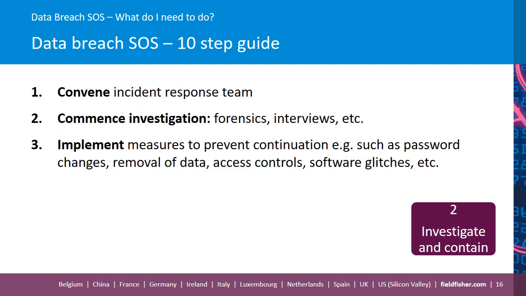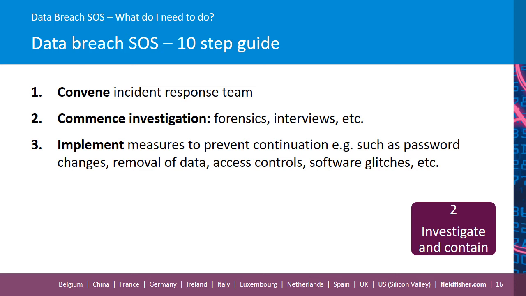The second stage when dealing with a data breach is to investigate and contain the breach. The first thing you would do is convene your incident response team, and this would consist of the key stakeholders that were listed earlier in slide 11. They could include legal, compliance, your data privacy team, IT, HR, your customer support team. It really depends on the nature of the breach as to who will form part of your incident response team.